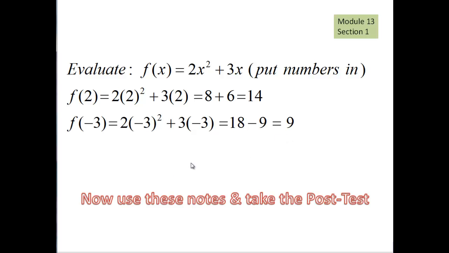Now, take these notes and use them as you take the post-test for section 1. And again, take it two times. I wouldn't take it more than twice. Do the best you can, and then move on to section 2.